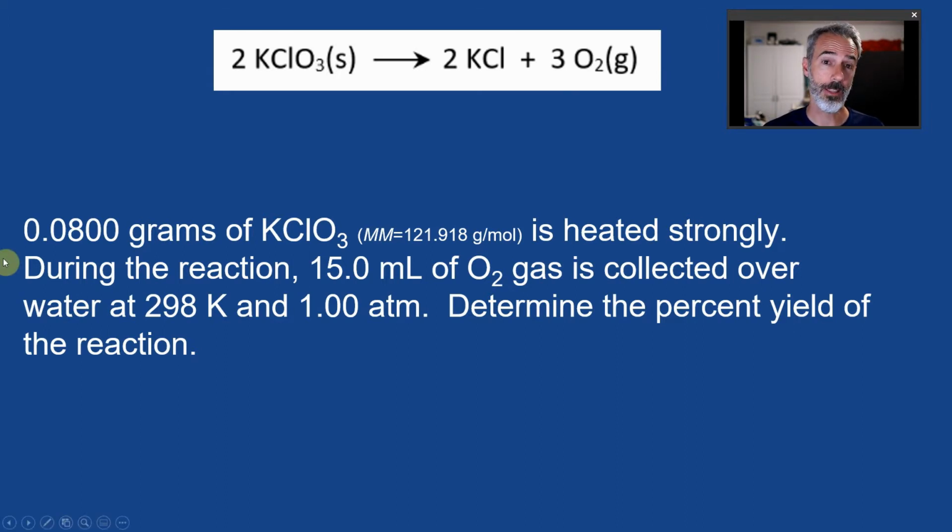So I will make a deal with you. I will calculate the theoretical yield. I'll take the 0.08 grams and convert it to moles of oxygen so that we can get the theoretical yield. But your job is to take the volume, the pressure, and the temperature and calculate the actual yield. All right, go to it and I'll do my part.